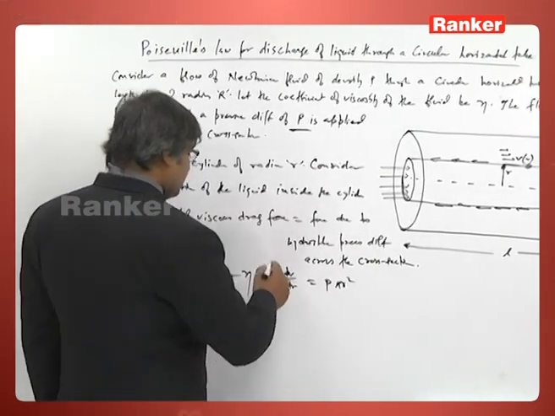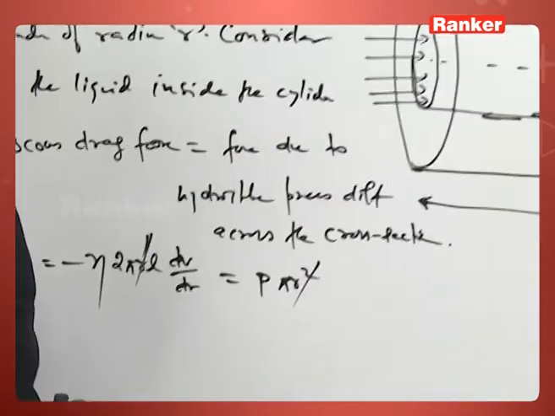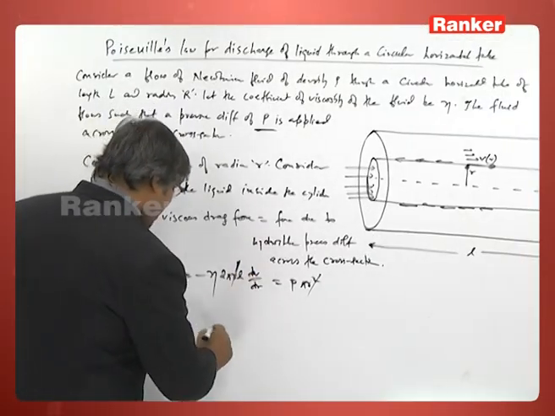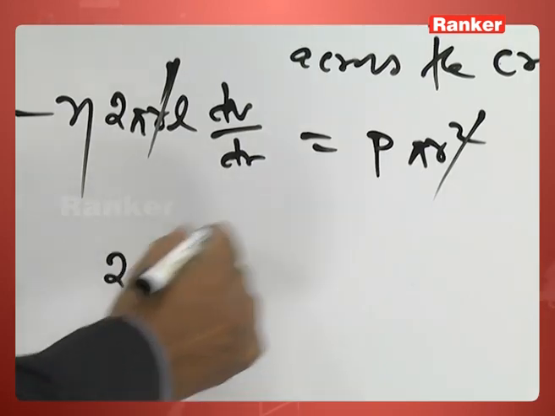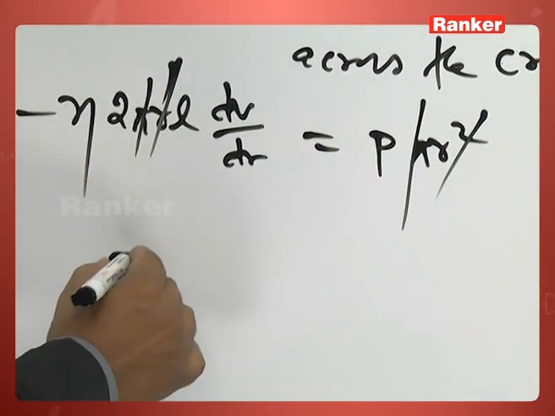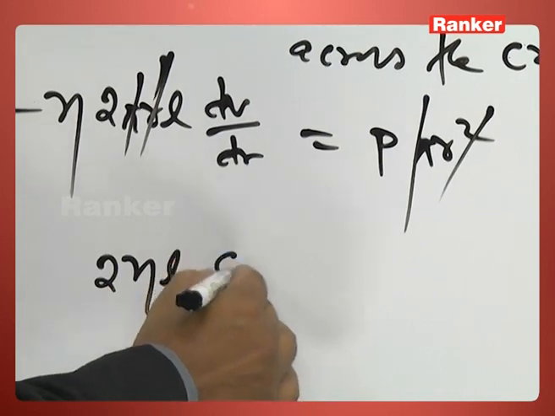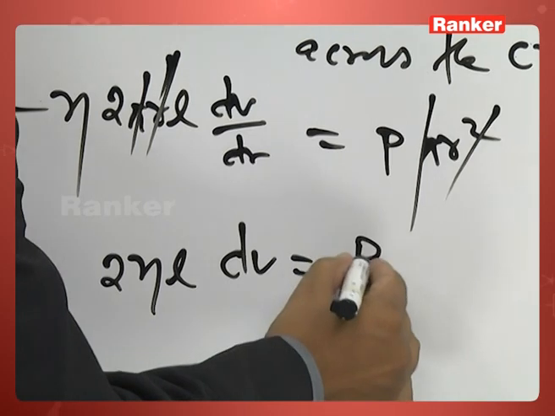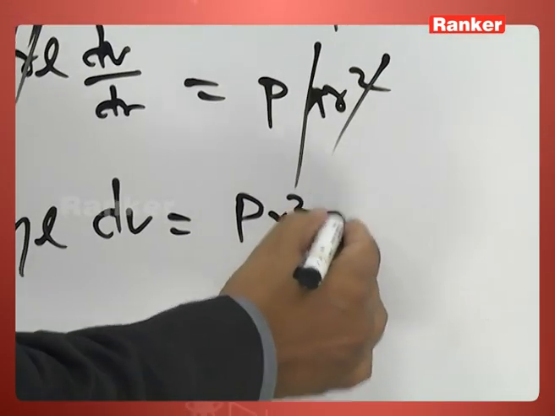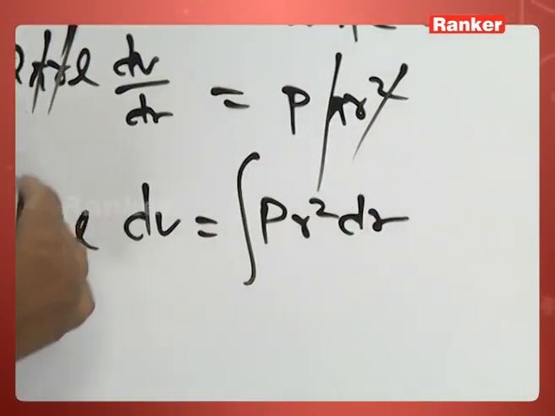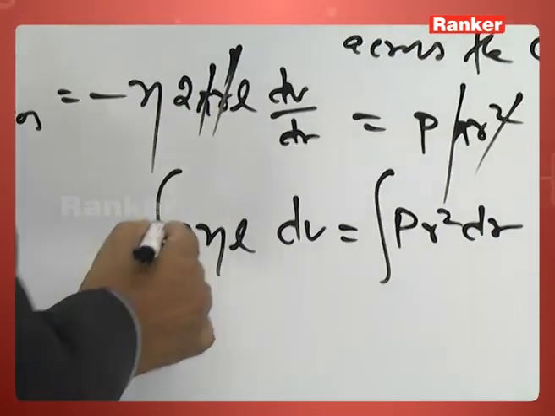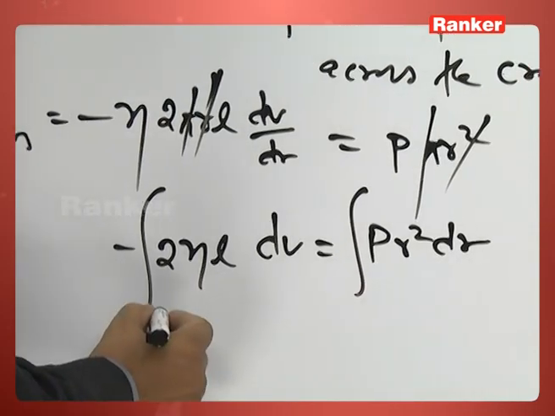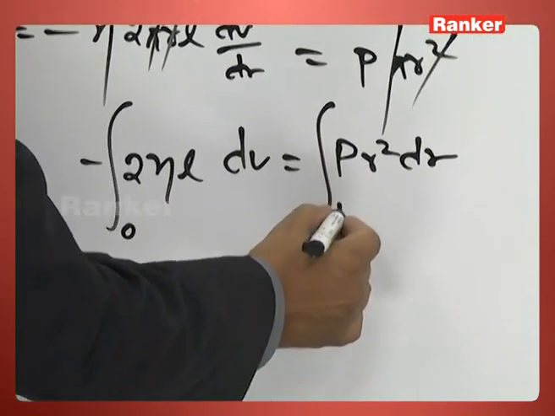Now you see one r cancels. I want to know what is V. So we have 2, this pi also gets cancelled. So 2 eta L dV is equal to P r square dr. If I integrate this whole term, there is one negative here also. So V is actually 0 at the value of capital R.